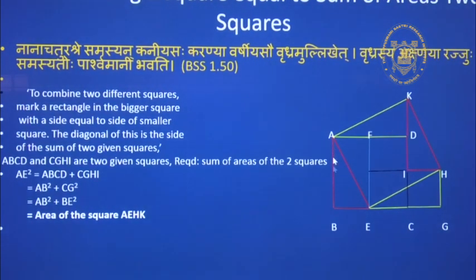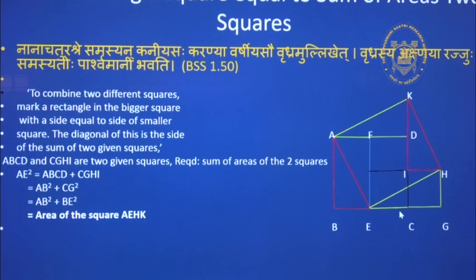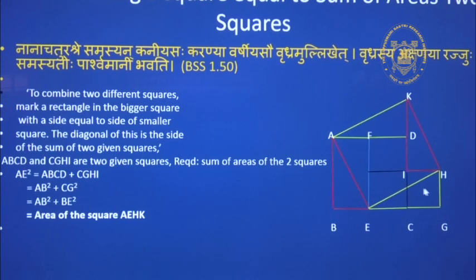So here, ABCD and CGHL are two given squares. The rule says you place them side by side and mark a point on the side of the bigger square which is equal to the side of the smaller square. So mark point E on the side BC such that BE is equal to CG. Now complete this rectangle, and the diagonal AE of this rectangle forms the side of a square whose area is the sum of the areas of these two squares.